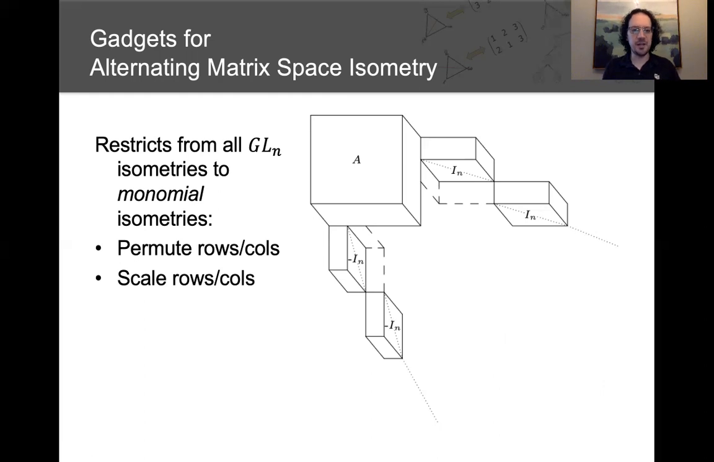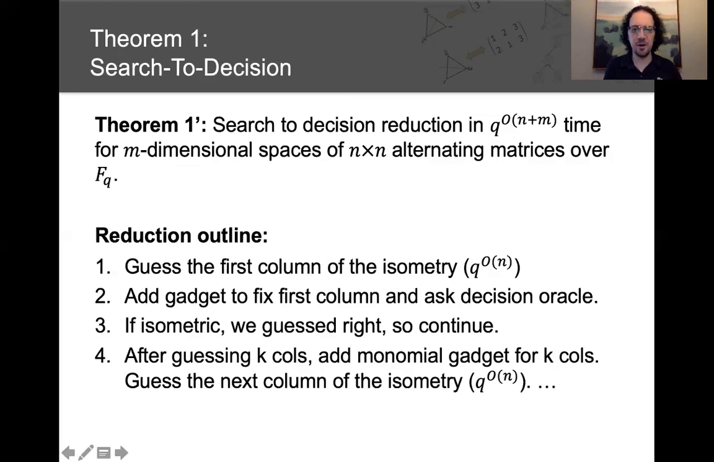The first gadget is you can add identity matrices like this, where this one is in the first row, but it's behind my original thing A. This one is in the next row and further behind that. And then similarly, to keep it alternating, I also have to add minus the identity matrices down here. This gadget has the effect of restricting the change of basis X to be monomial, meaning that instead of doing arbitrary change of basis on the rows and then the same one to the columns, it's now only allowed to permute the rows and scale them, and then do the same thing to the columns. And this is what's going to let us get our first theorem.